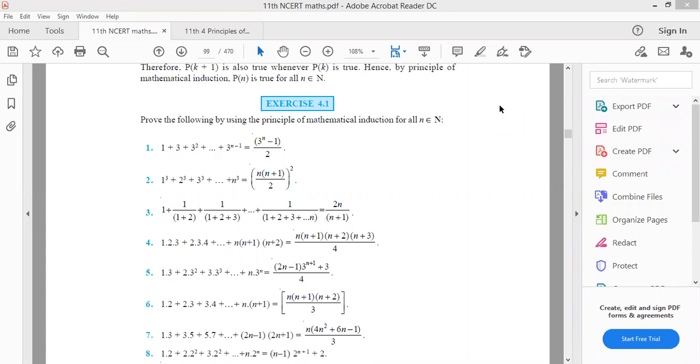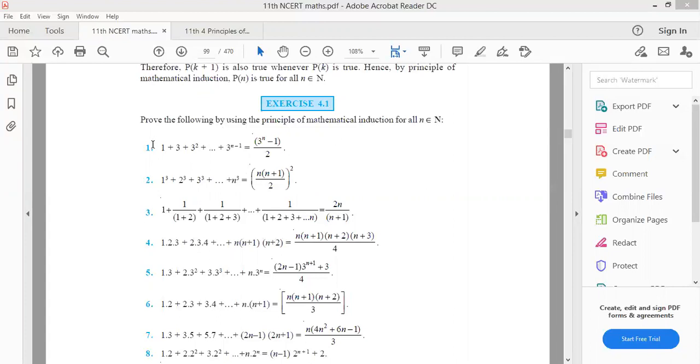As you know, in the previous lecture, we discussed the principles of mathematical induction, and we illustrated the induction method with the help of an example. Now we will go to exercise number 4.1. Here, in these questions, we are supposed to prove the following using the principle of mathematical induction for all n belonging to the natural numbers.